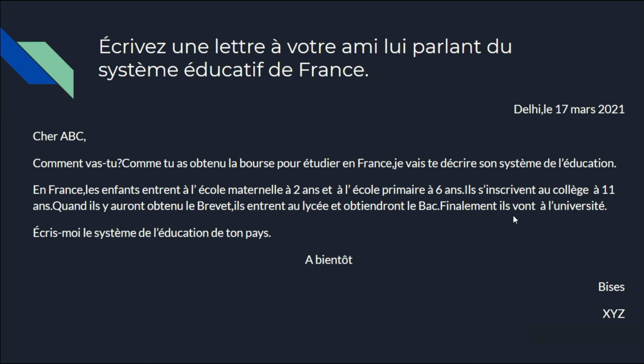Finalement, ils vont à l'université. Finally, they go to the university. Now, third paragraph without leaving a line. Écris-moi le système de l'éducation de ton pays. Now, write me the system of the education of your country. À bientôt, bis XYZ.